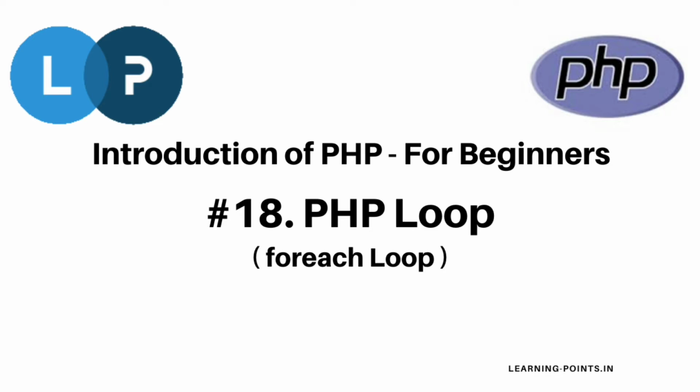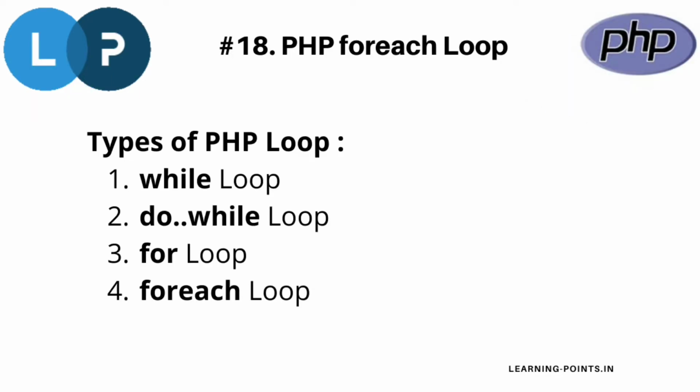We have discussed different types of PHP loop and structure. In PHP, generally we have four types of loop: while loop, do while loop, for loop and foreach loop. In this video, I will discuss the PHP foreach loop.